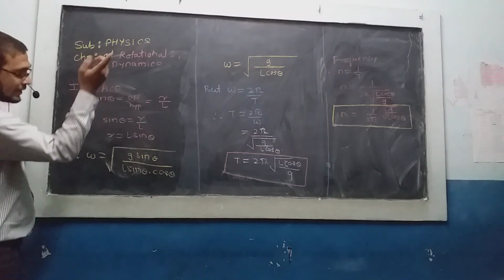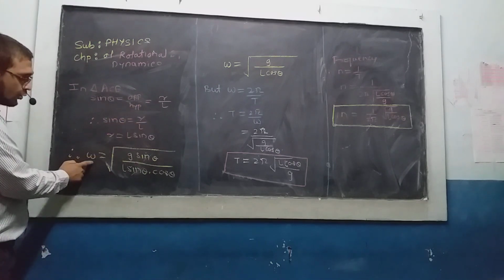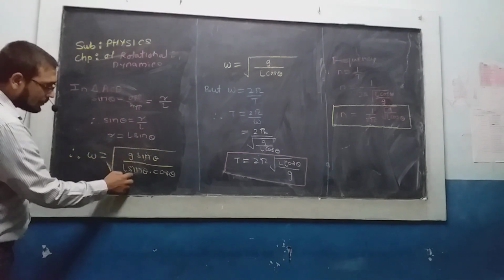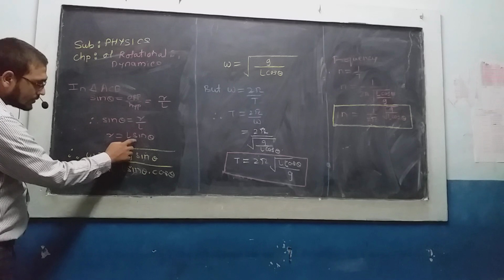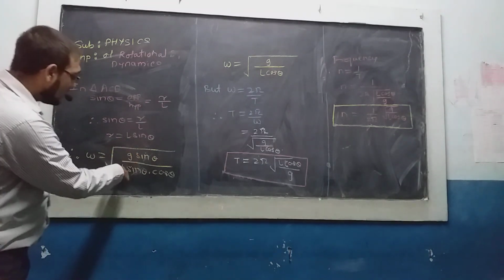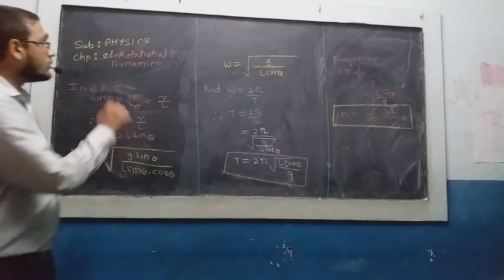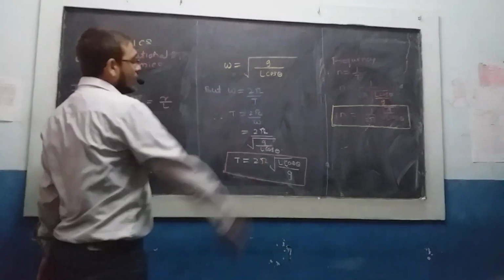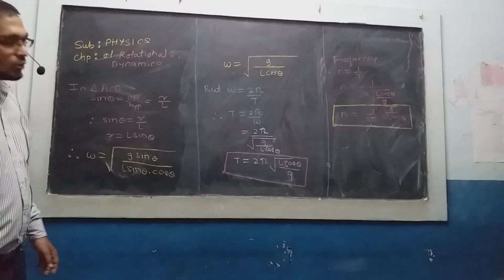If you put it in that previous formula of omega, what we get? G sin theta upon r cos theta. In place of r, I have substituted this value, that is L sin theta, into cos theta. Now sin theta gets cancelled. What is left? G upon L cos theta. That is the value of omega.